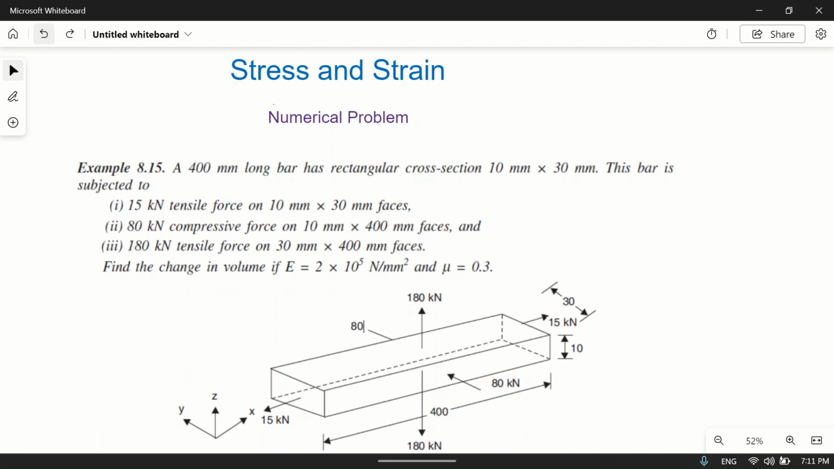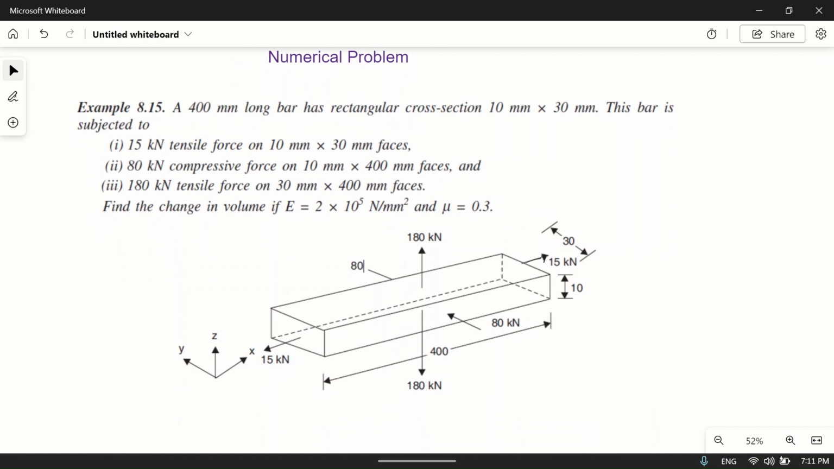A 400 mm long bar, so this length is 400 mm, has a rectangular cross section of height 10 and width 30 mm. This bar is subjected to a 15 kN tensile force on this surface, then 180 kN, then 80 kN. Notice that the 15 kN and 180 kN are tensile and the 80 kN is compressive.